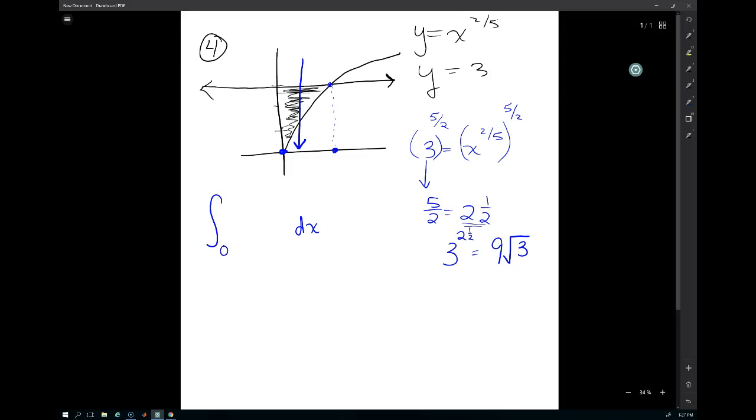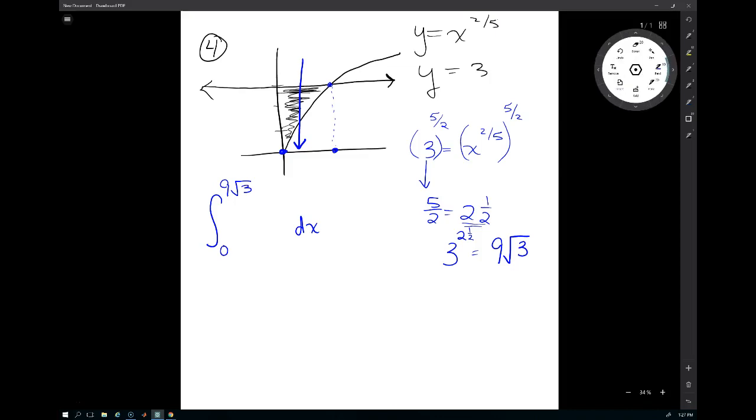It's usually easier to see that if you change your fractional power into a mixed number. The whole number part is an actual exponent. The fractional part means a root. So if we do this in terms of x, our upper bound is going to be 9 root 3, which is probably not going to be very nice.